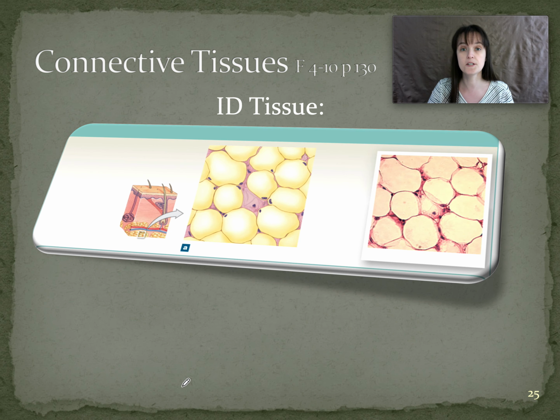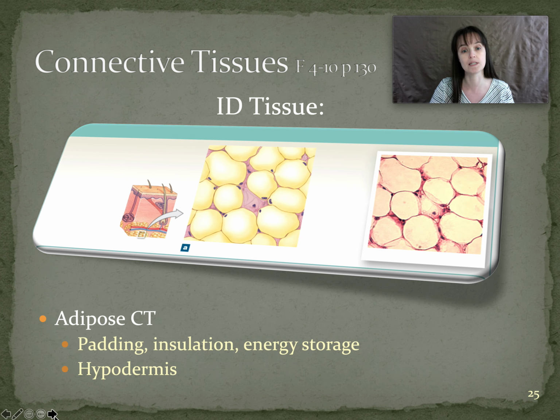All right, name that tissue. You got it? Adipose CT. This was on the lab list also. Functions, padding, insulation, energy storage, found in the hypodermis and surrounding the viscera. The kidney is actually in a fibrous connective tissue pouch packed with adipose CT. And so that acts as padding and to protect the very delicate kidneys. Okay, padding, insulation, absorbs shock, and of course energy storage, which was already on there, never mind.